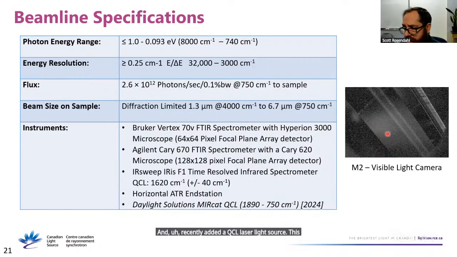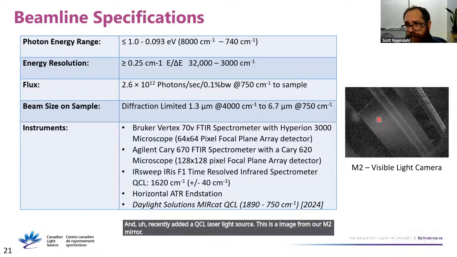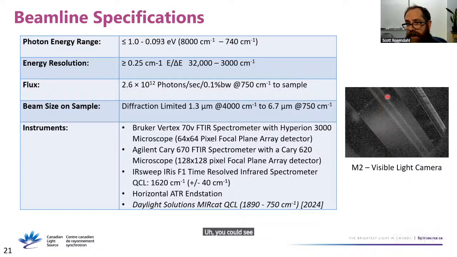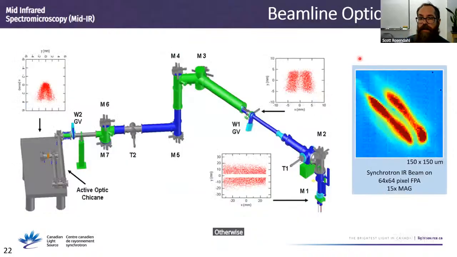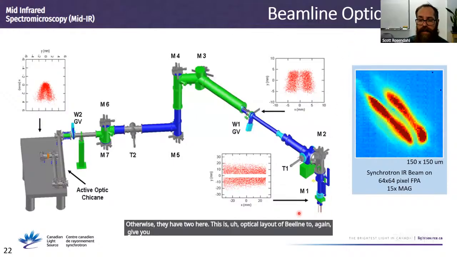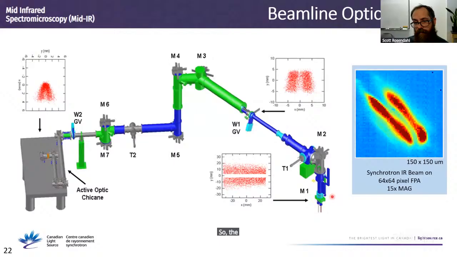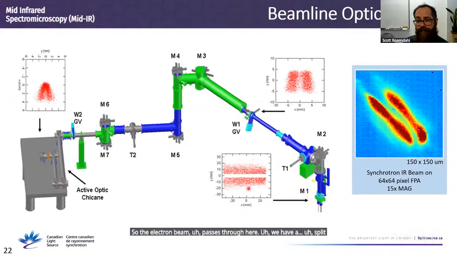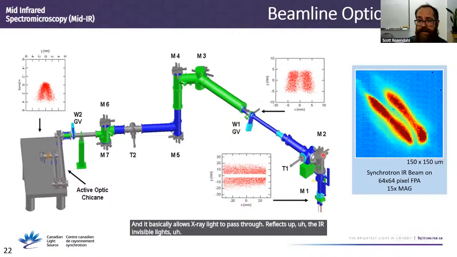This is an image from our M2 mirror. You can see the bands of light where the X-rays would come through. This is an optical layout of the beamline to give you a sense of how we're laid out. The electron beam passes through here. We have a split M1 mirror, which allows X-ray light to pass through and reflects the invisible IR light up into our M2 mirror setup here.